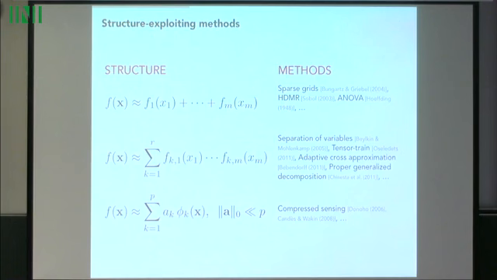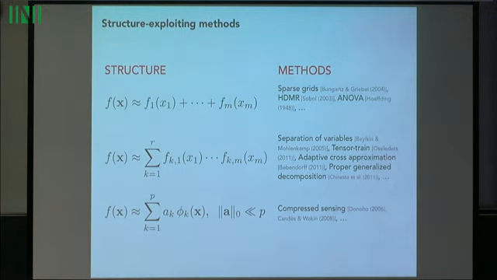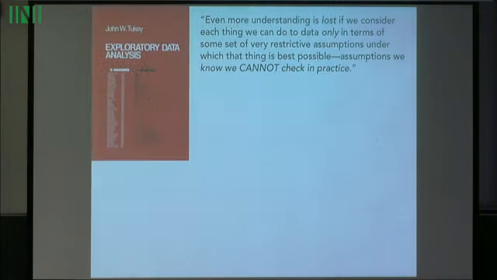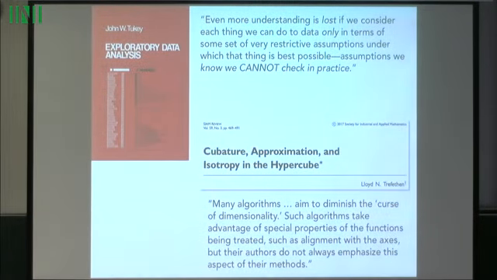And so what I want to do is, as opposed to saying my function satisfies one of these, I want to be able to check for some kind of underlying low-dimensional exploitable structure. Nick Trefethen had a paper that came out in SIAM Review recently, Cubature Approximation Isotropy on the Hypercube, where he says many algorithms aim to diminish the curse of dimensionality. Such algorithms take advantage of special properties of the functions being treated, such as alignment with the axes, but their authors do not always emphasize this aspect of their methods. So again, instead of saying I assume my function is this and now I do this to it, I want you to give me a function and be able to test for particular types of structure.